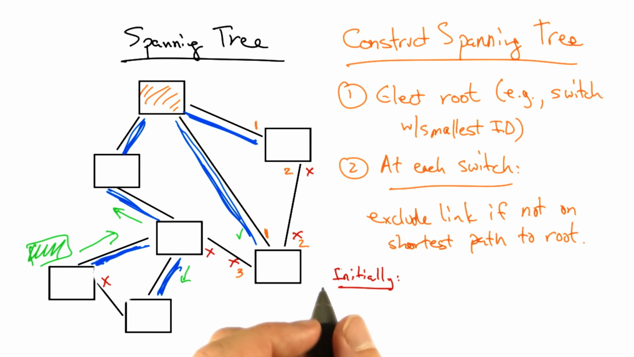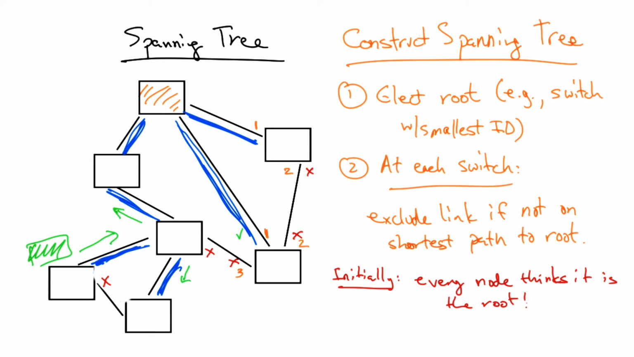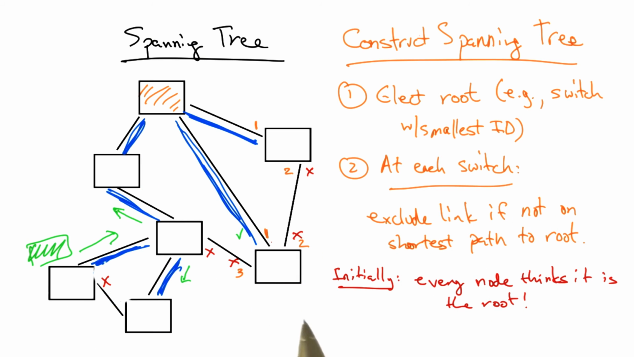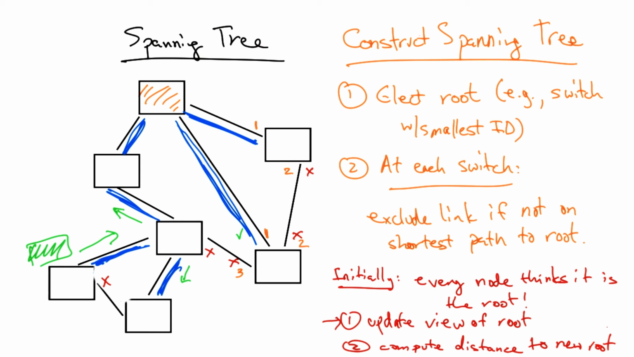Now of course, there's an issue, which is how do we determine the root in the first place? Well, initially, every node thinks it's the root, and the switches run an election process to determine which switch has the smallest ID, and if they learn of a switch with a smaller ID, they update their view of the root, and they compute the distance to the new root.